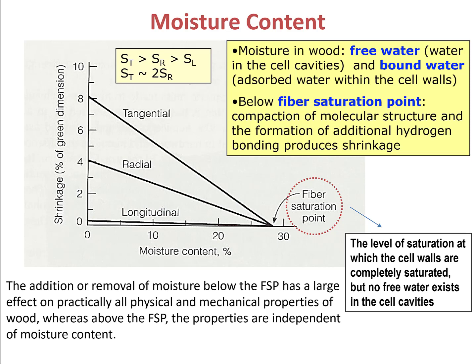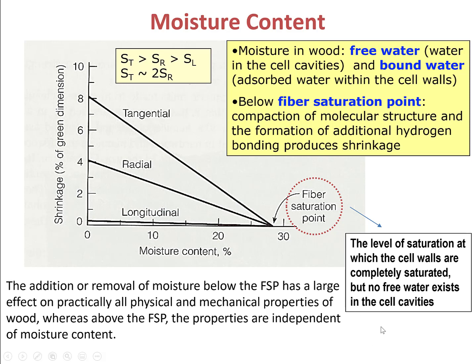Shrinkage is caused by loss of moisture from the cell walls. When the sample is below FSP, compaction of molecular structures and the formation of additional hydrogen bonding can produce shrinkage. On the other hand, swelling can be caused by gain of moisture in the cell walls.